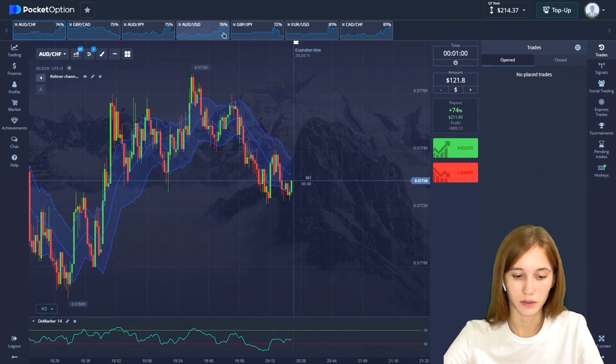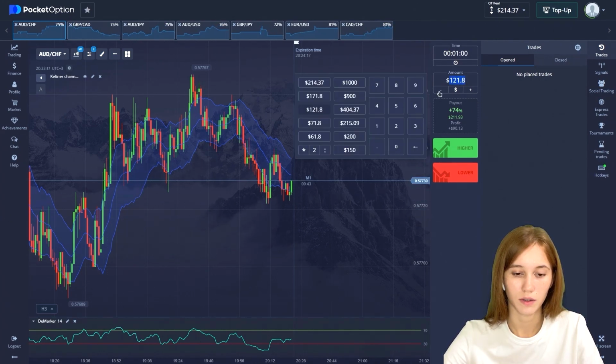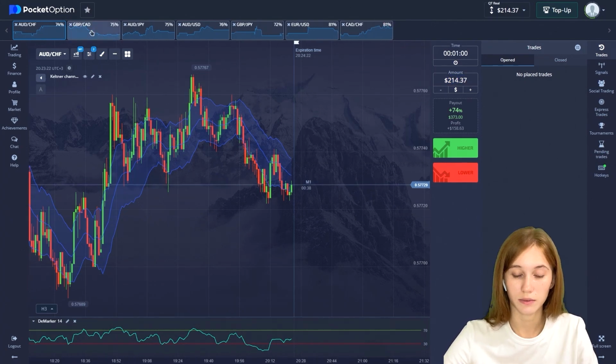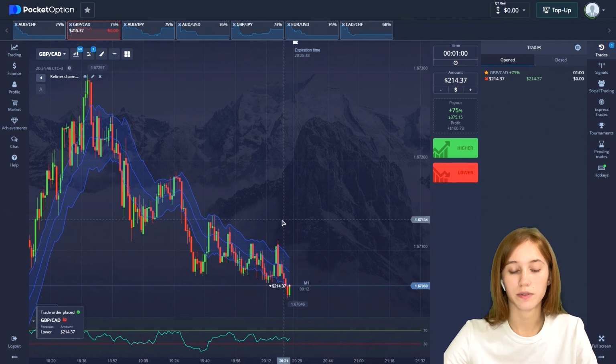Also, don't forget about the percent. It should be more than 80%. Second concept, let's increase our balance. And let's move on to the third concept.